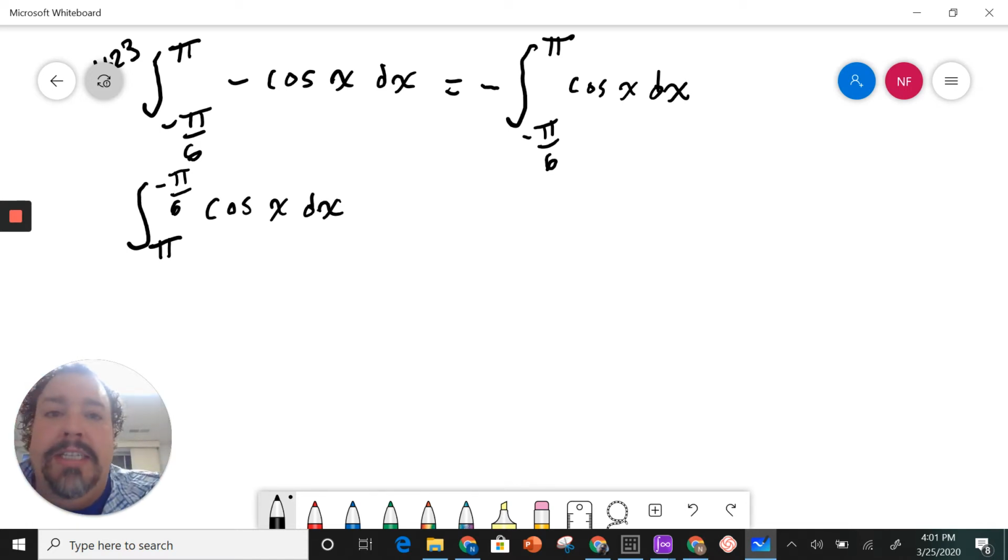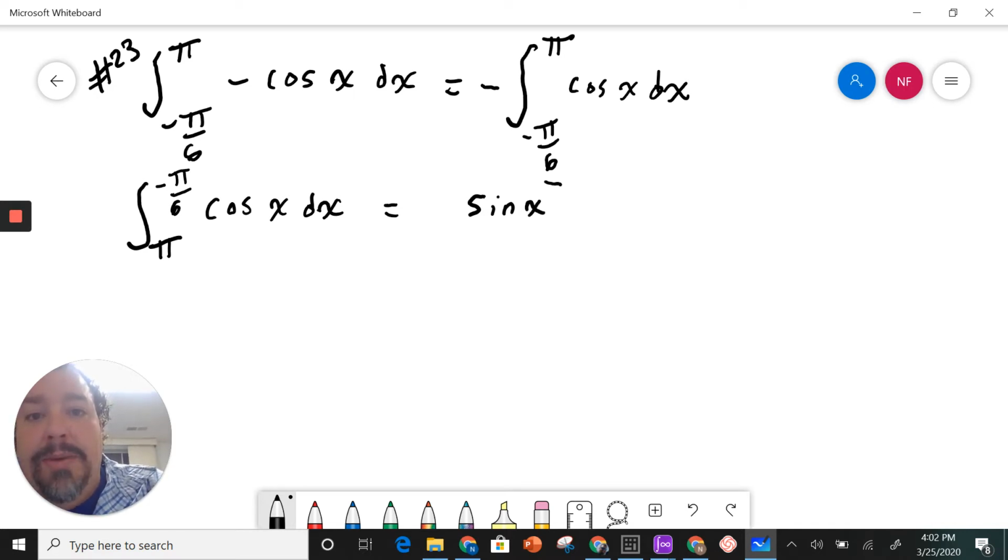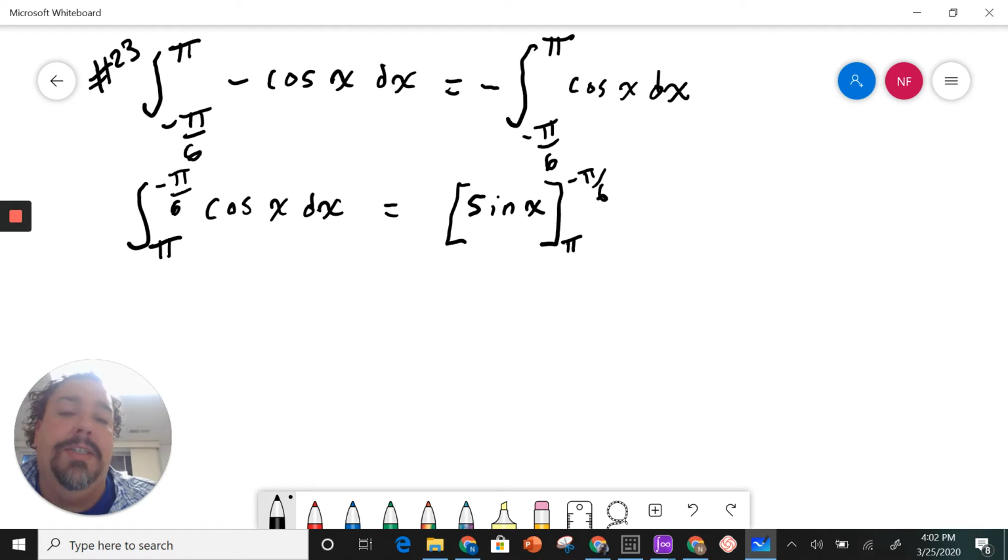All right, well, cosine is a fundamental trig function. We can take the integral of that. You should know that the integral of cosine is just sine. So now we integrate, and we've got sine of x. And we are going to evaluate that. Our upper one is still going to be negative pi over 6. The lower one is going to be pi. Okay, so if you have a calculator, you can just plug those in. But I'm going to show you how to do it without a calculator.